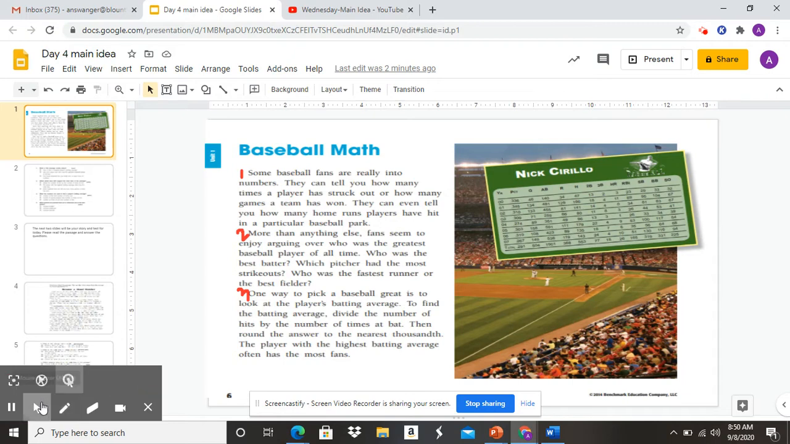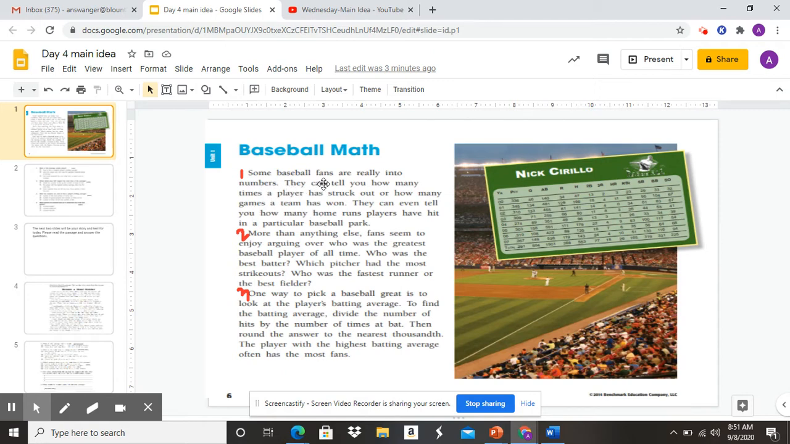Okay? Something else I want you to notice is over here I have an illustration. In that illustration, it looks like some numbers on it. So we'll look back at this illustration after we read some of our passage. I'm going to read the first paragraph with you. If you're at home, you can choral read and read with me, or you can just follow along with me.